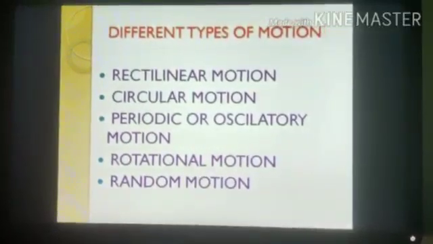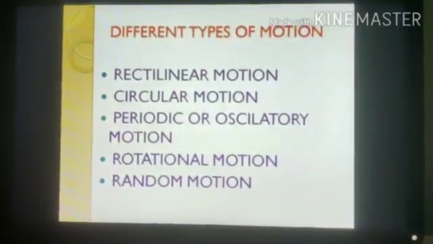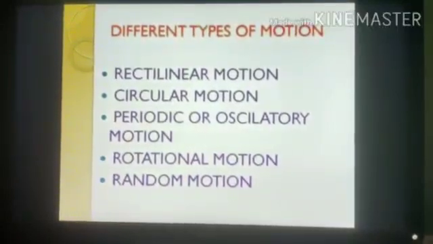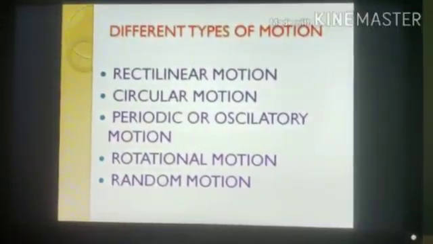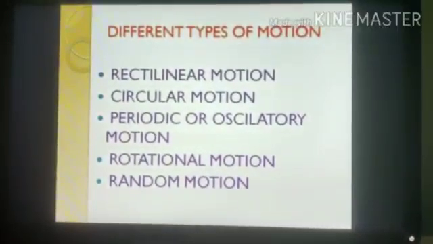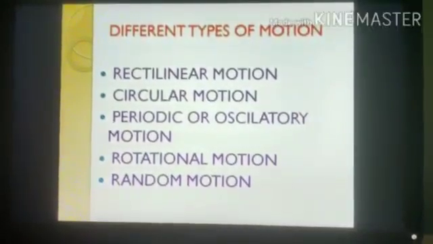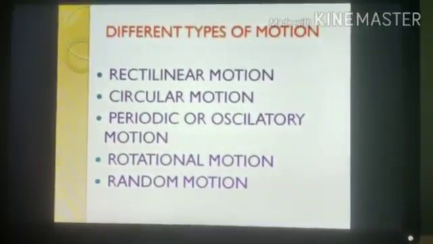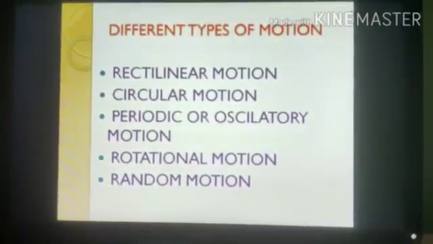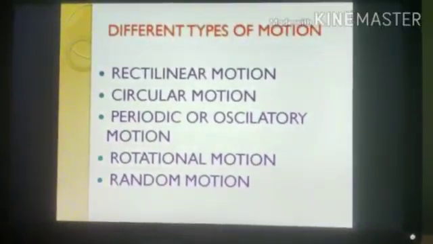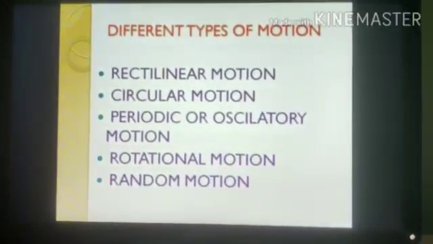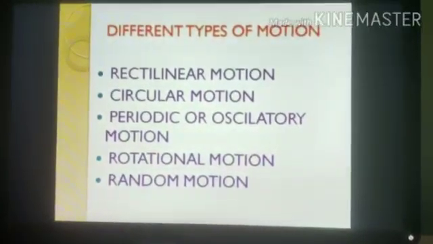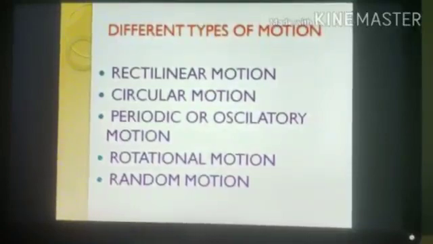Third one, periodic motion. For example, a boy is playing guitar. Example number 2, two kids are playing on seesaw. Rotation motion. Earth rotates along its axis is known as rotational motion.